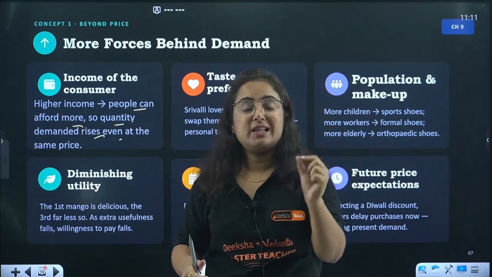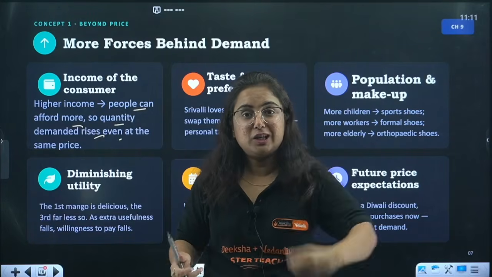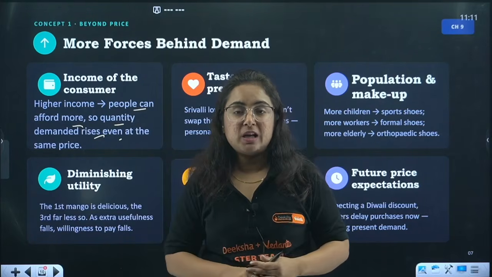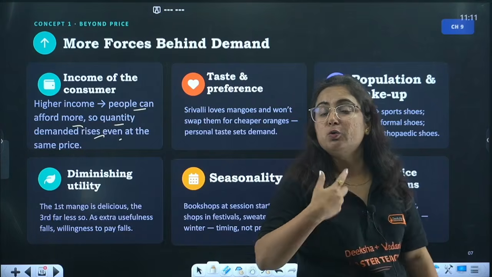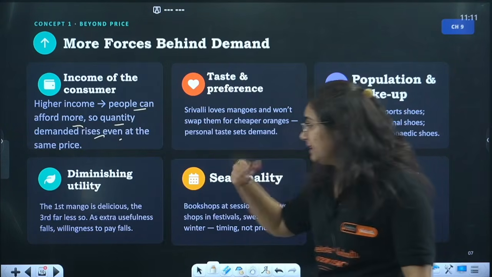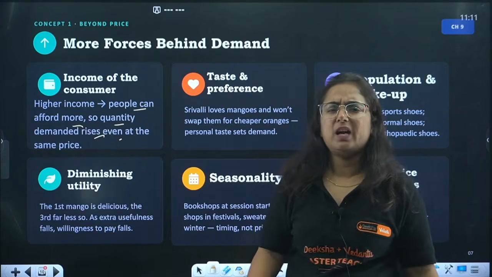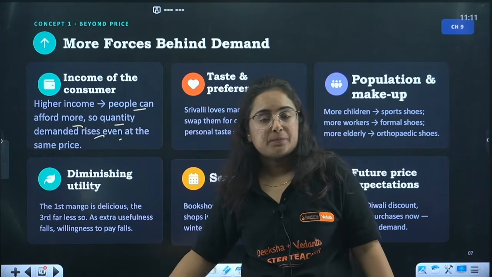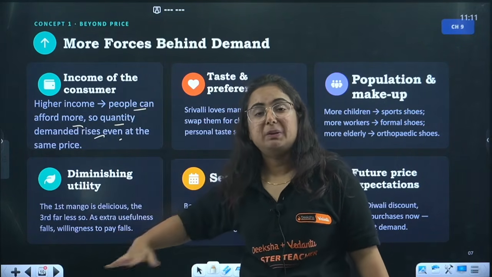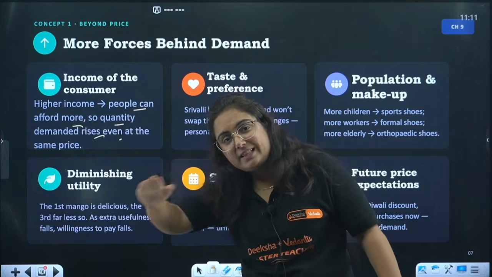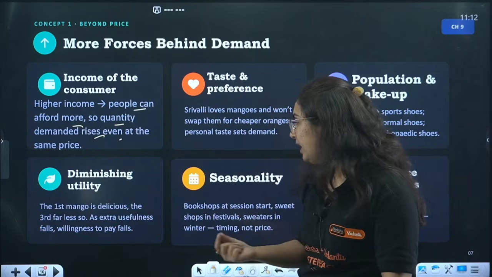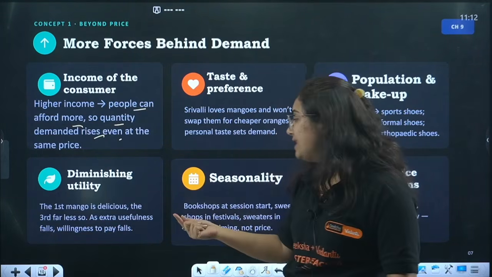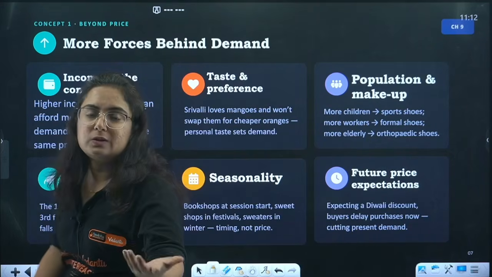Okay, the utility is basically the satisfaction you get after using that product, right? It is higher at that time. The second time it will be like okay, right? The third time more okay. The next times it will be even more okay. So that is known as diminishing utility. As extra usefulness falls, willingness to pay falls.